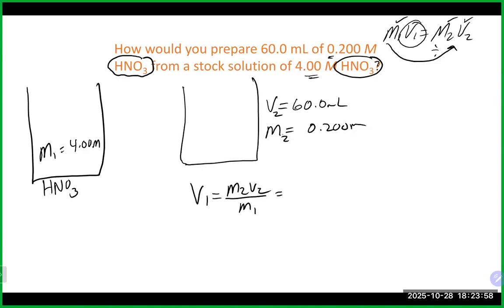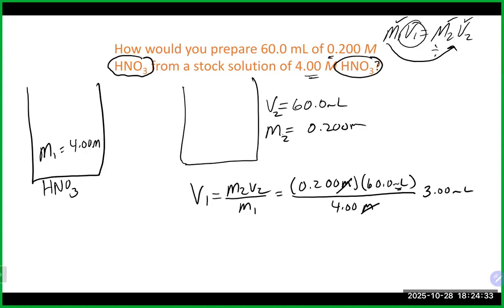As I mentioned earlier, we can leave our volume in milliliters, or you can convert it to liters. This gives me 0.2 molar times my 60 milliliters divided by my M1, which is 4 molar. The molarities cancel, and we end up with milliliters. So we have 0.2 times 60 divided by 4, which gives us about 3 milliliters.